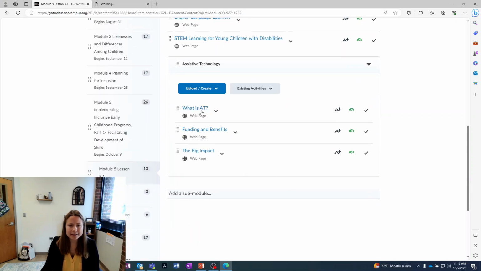Okay, so what is assistive technology? How do we use it in an inclusive classroom, especially working with little ones? What are the benefits? Where does this money come from? Who pays for it? And does it really have an impact when we're talking about working with young children?